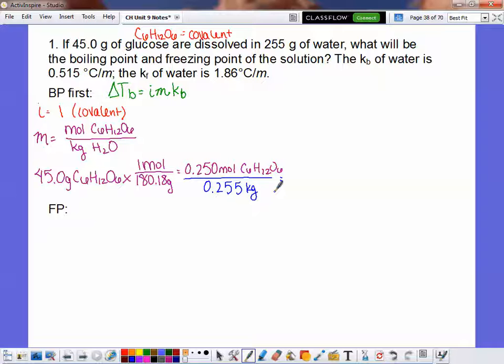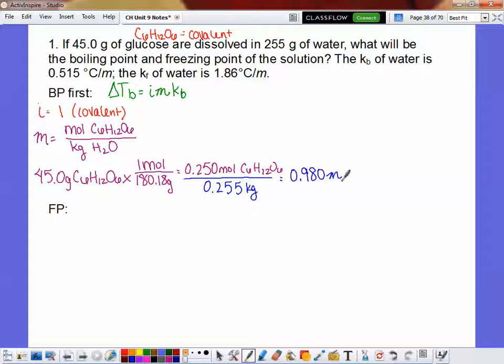The most common ones we use are, I think I said this last time, the base unit and then kilo and milli. Make sure you review those three. Those are the ones you're going to see the most often. Okay. So what is that? There we go. 0.980. And that is the molality. Okay. So now we've solved molality.